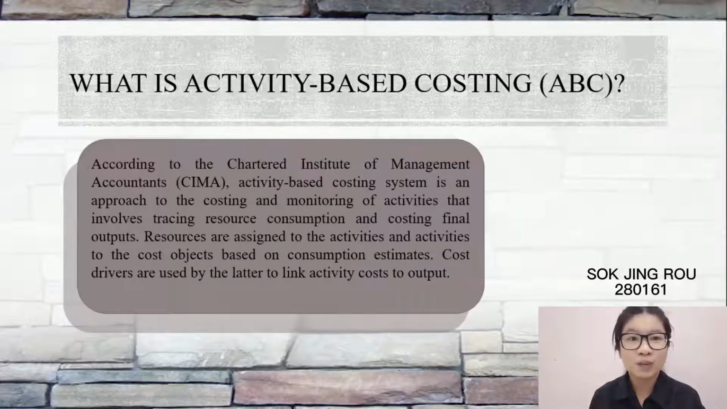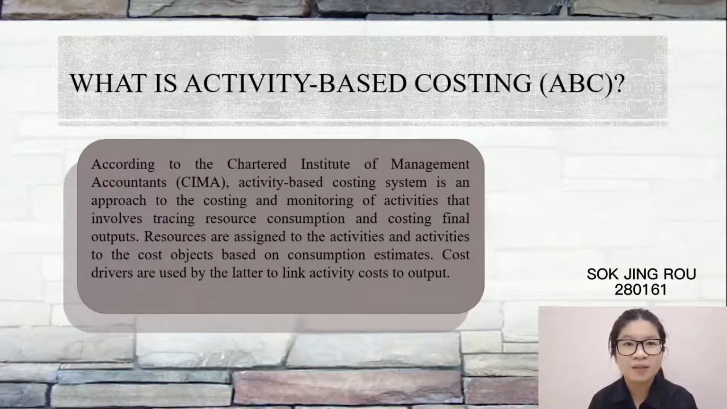First, what is activity-based costing? Based on the Chartered Institute of Management Accountants (CIMA), activity-based costing system is an approach to the costing and monitoring of activities that involve tracing resource consumptions and costing final outputs. Resources are assigned to the activities and activities to the cost objects based on consumption estimates. Cost drivers are used to link activity cost to outputs.